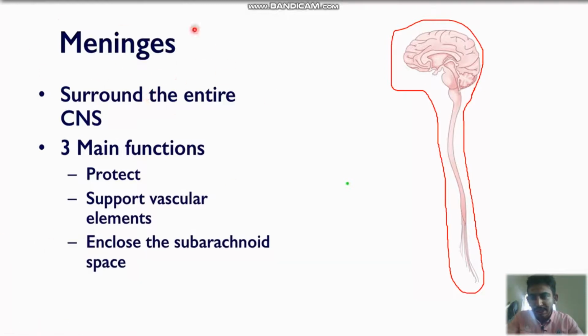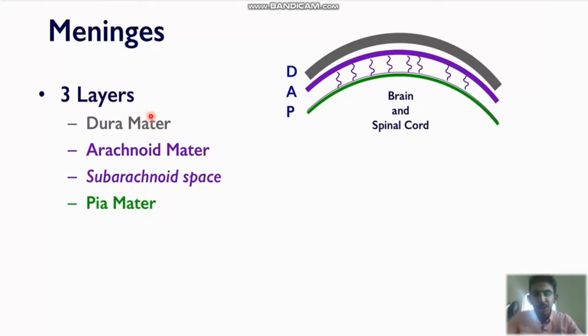If we talk about meninges, they have three main functions. They protect our nervous system, they support our vascular elements, for example our blood vessels and arteries, and they also enclose the subarachnoid space. So let's talk about meninges one by one.